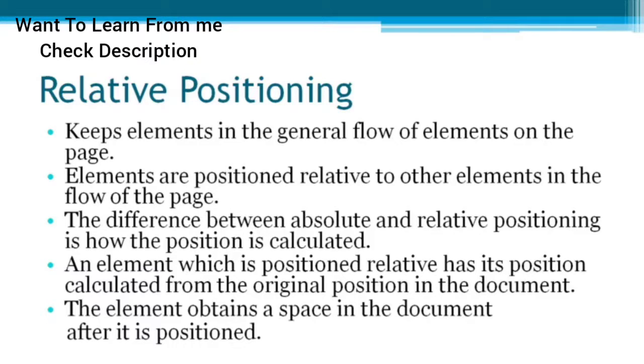And the difference between the absolute and the relative positioning is how the position is calculated. In absolute positioning, the position is calculated from the top left of the browser window, while in relative positioning, it follows the normal document flow and offsets itself from the normal position, and the element obtains space in the document after it is positioned.